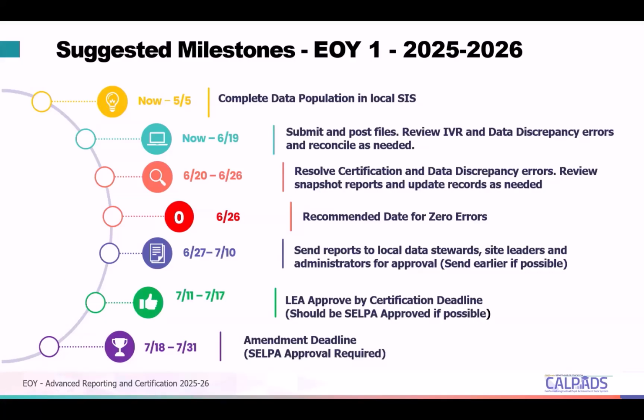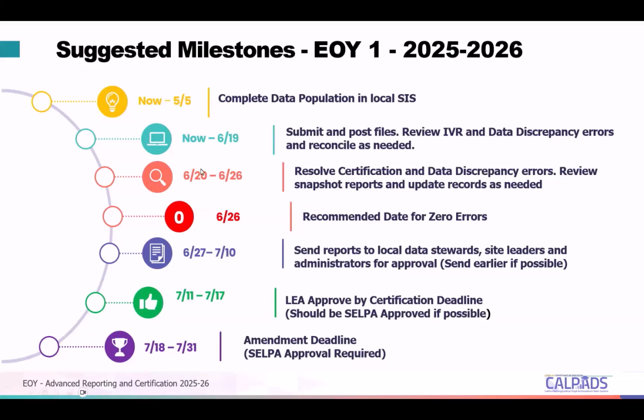So from June 27 until July 10th, this is the time to send your certification reports to your local data stewards, your site leaders and administrators for them to review and approve. If you have these reports earlier, you can send it to them earlier than June 26th, obviously. But just do expect that they may come back and give you feedback and identify discrepancies on those reports, right?